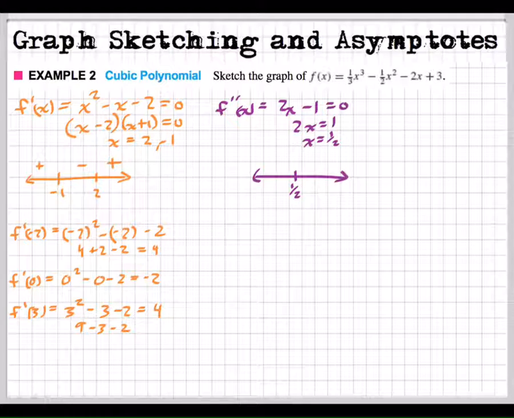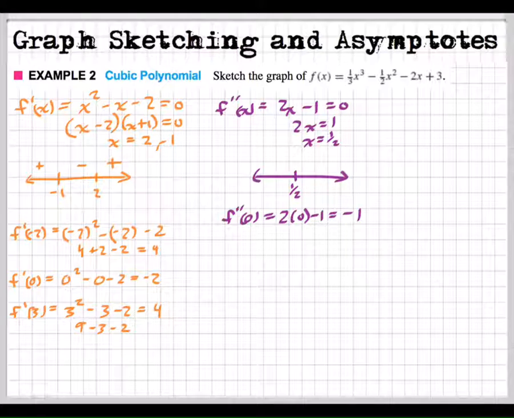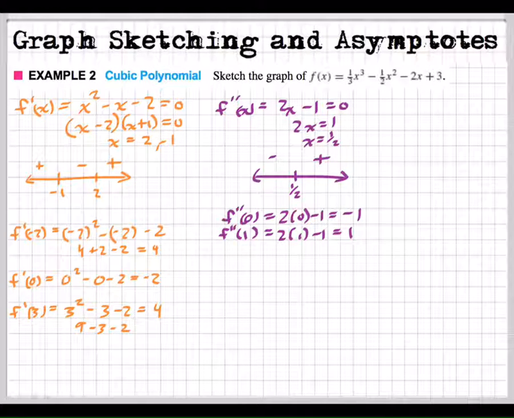We must check. So before the 1/2, we can pick a 0. In f double prime, we're going to plug in 0 to see what I get. I get 2 times 0 minus 1, and it looks like we're going to get a negative number. So I'm going to put negative right there. That means we're concave down before 1/2. Then I'm going to pick another number after 1/2. Let's pick 1. So I have 2 times 1 minus 1, and that is going to equal positive 1. So we're positive.